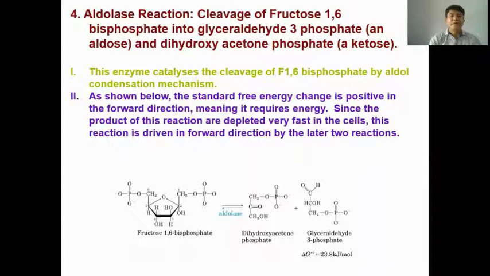Aldolase reaction. This is the fourth reaction, and the enzyme catalyzes the cleavage of fructose 1,6-bisphosphate into glyceraldehyde 3-phosphate and dihydroxyacetone phosphate. This enzyme catalyzes the cleavage of fructose 1,6-bisphosphate by aldol condensation mechanism. As shown below, the standard free energy change is positive in forward direction, meaning it requires energy. Since the products of this reaction are depleted very fast in the cells, this reaction is driven in forward direction by the later two reactions.